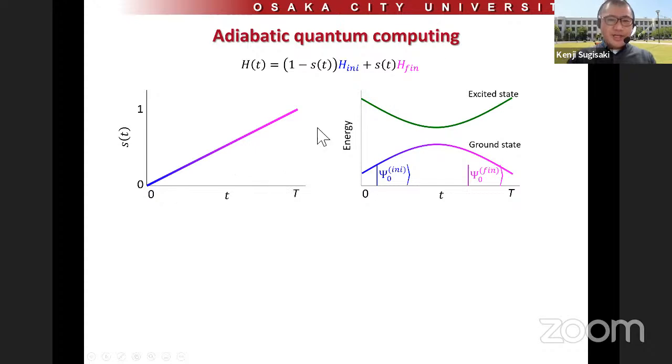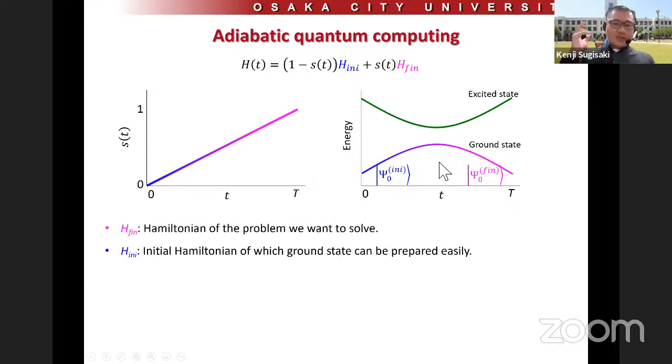Of course, by changing this scheduling function from 0 to 1, the energies of the ground state and the excited states change, like in this schematic view. Importantly, H fin is the Hamiltonian of the problem we want to solve, and H init is the initial Hamiltonian whose ground state can be prepared easily.